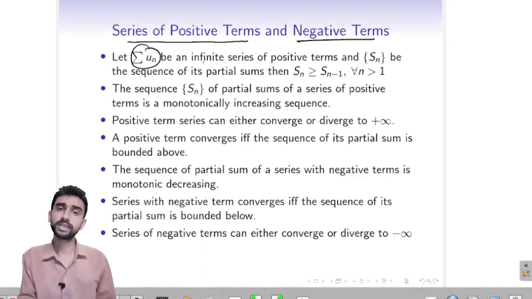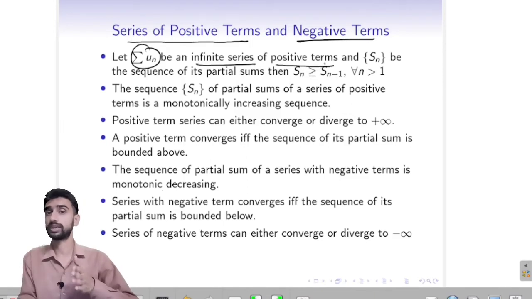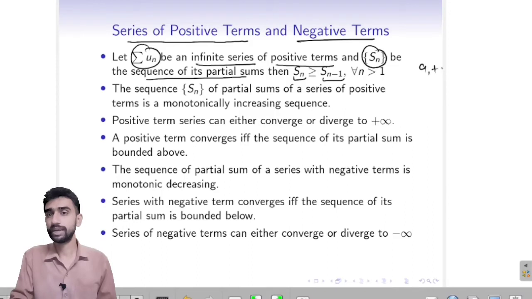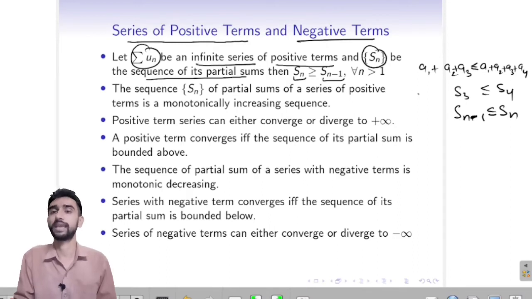So if Σun is an infinite series of positive terms, first of all, it means all the terms of this series are positive. Then what is Sn? This is the sequence of its partial sums. Then Sn will always be greater than Sn minus 1. It means if I am adding a1 plus a2 plus a3, three terms, then it will be less than or equal to a1 plus a2 plus a3 plus a4. This is S4, which is always greater than S3. So this is what they are saying: Sn minus 1 is always less than Sn, if it is a positive term series.